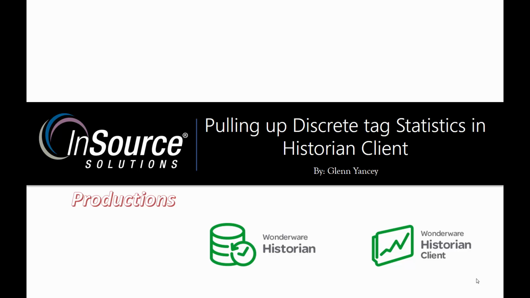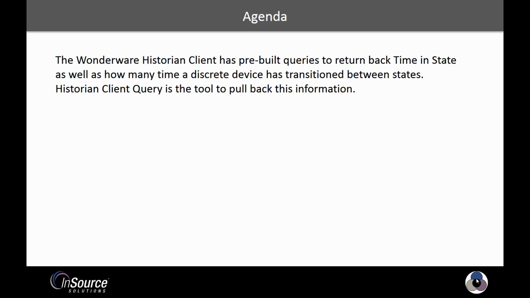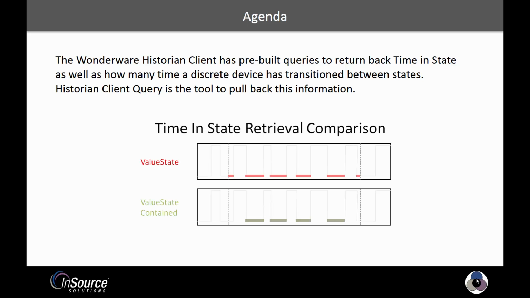Today I will be presenting a video on pulling up discrete tag statistics in your Historian client. So our Historian client already has some pre-built queries inside of it to help return back time and state information, and maybe also give us a glimpse of how many times a discrete device has transitioned between states. The Historian Client query is the utility that we're going to use to pull back that information.